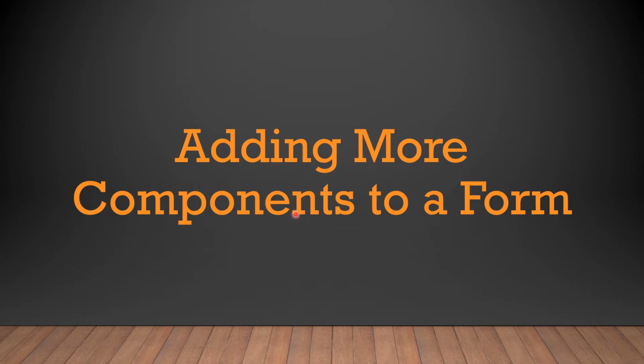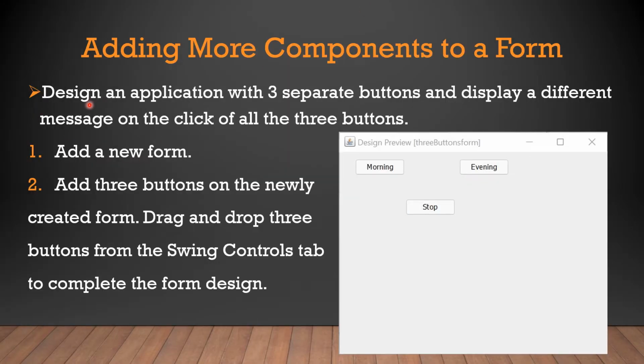Now let us proceed to our next topic, which is adding more components to a form. Now we have to design an application with three separate buttons and display a different message on the click of each of the three buttons. Basically, here we are going to design an application that will have more than one component. Till now we were having only one button in our form, Wish Me, and it was displaying some message. Now we are going to add more components, and that too of the same type.